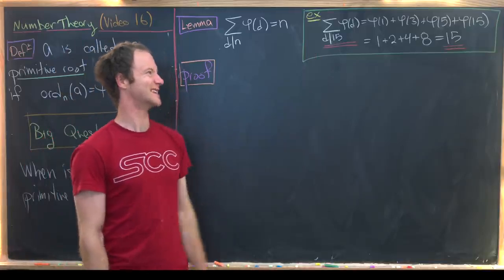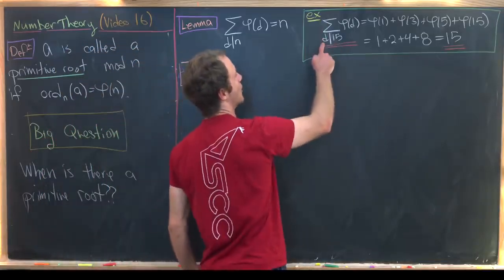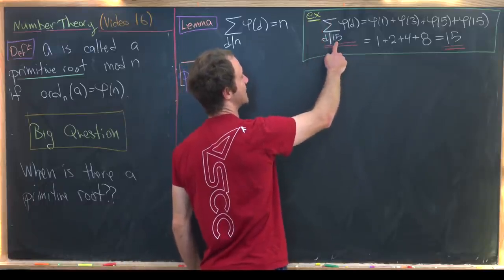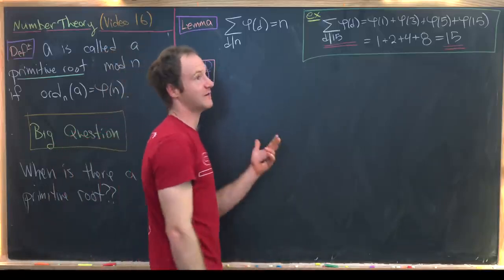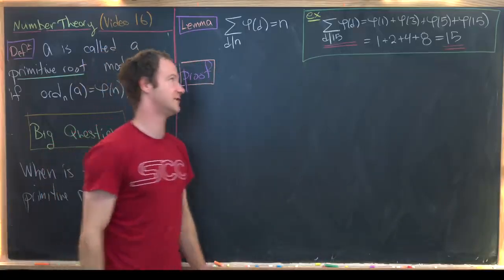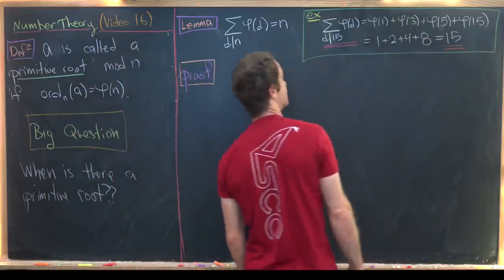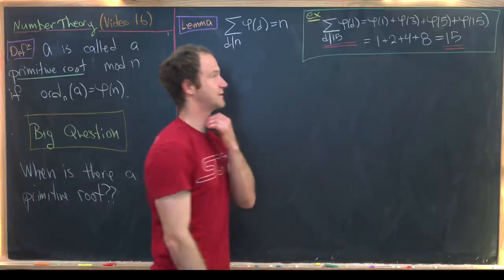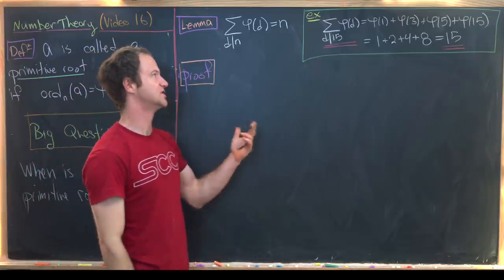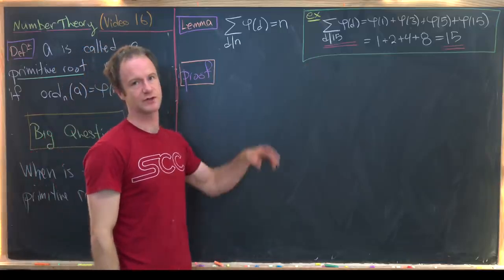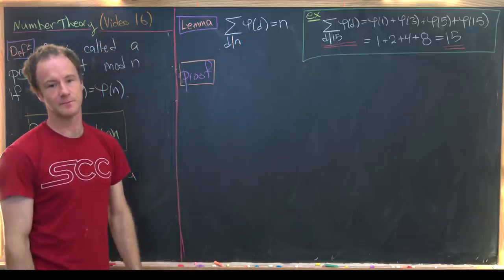And so I worked out an example just so we can get a feel for what's going on here. If we sum over all divisors of 15 of phi evaluated at those divisors, well, the divisors of 15 are 1, 3, 5, and 15. So we've got phi of 1 plus phi of 3 plus phi of 5 plus phi of 15. So that's 1 plus 2 plus 4 plus 8. It's easy to check that that's equal to 15, which is exactly what we want it to be equal to, to check what we're going to prove in this lemma.